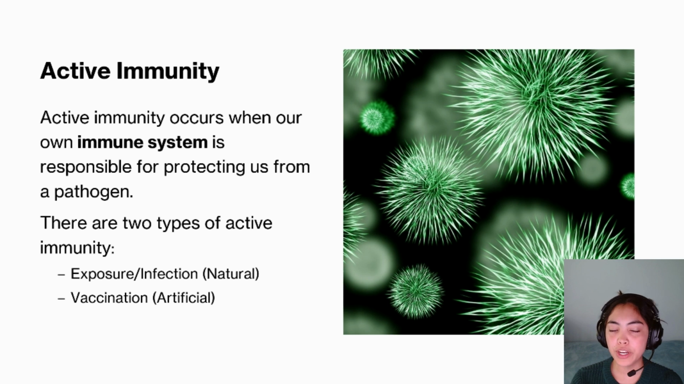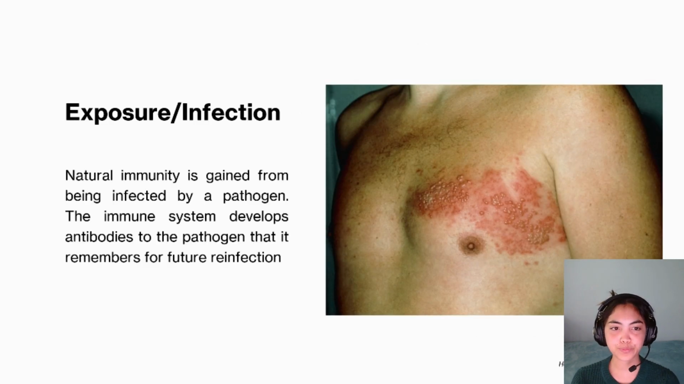So, our active immunity occurs when our own immune system is responsible for protecting us from a pathogen, right? So, there are two types of active immunity. The first one is just a natural exposure to an infection, and the second one is vaccination, which is obviously artificial. So, if we do rely on our natural exposure to a pathogen, then there is a chance that we can develop more severe symptoms of that pathogen.